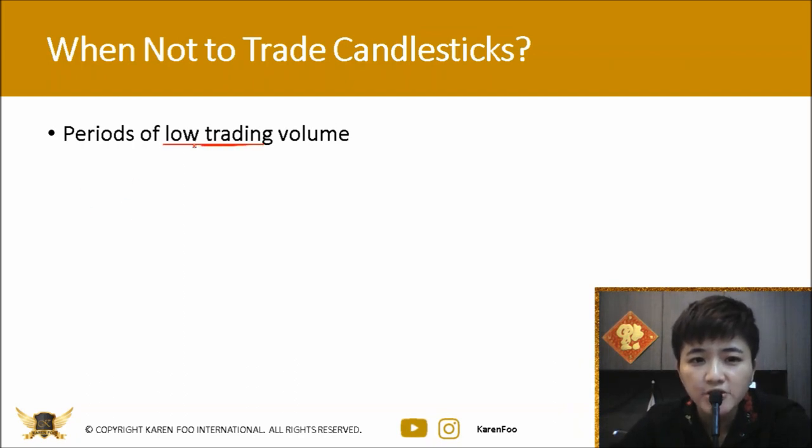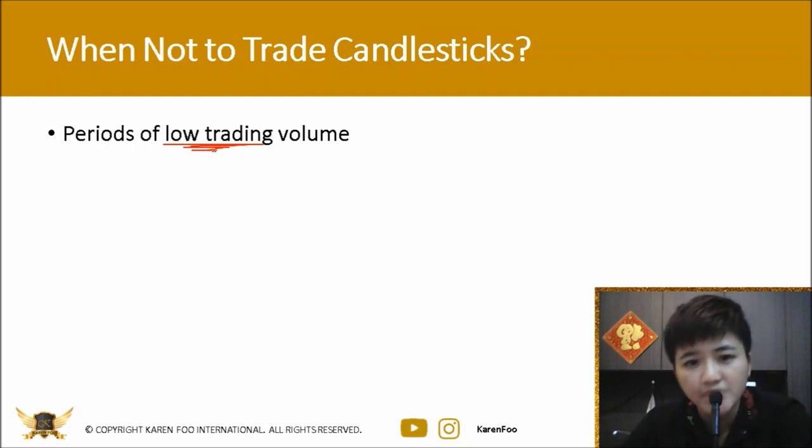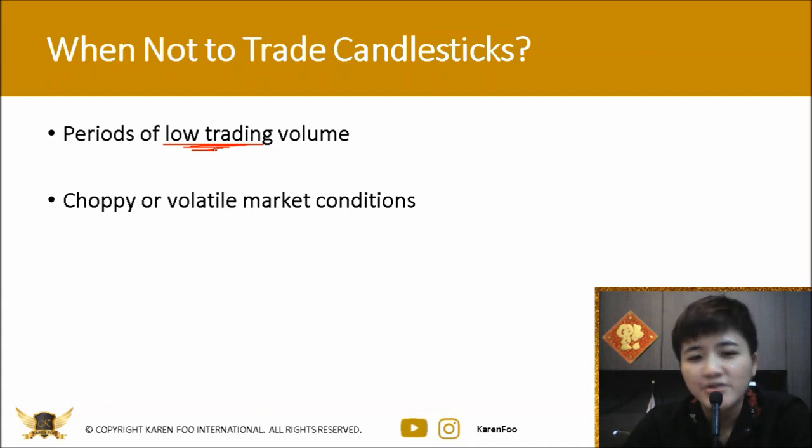During periods of low trading volume. In other words, when the market is just going sideways, in a quiet market. If you're in Singapore, then it's early in the morning when the Tokyo market opens. So you don't want to trade when the markets are too quiet. You also don't want to trade when the markets are too noisy, during volatile market conditions, during choppy market conditions.